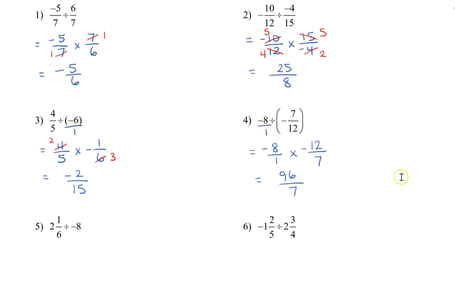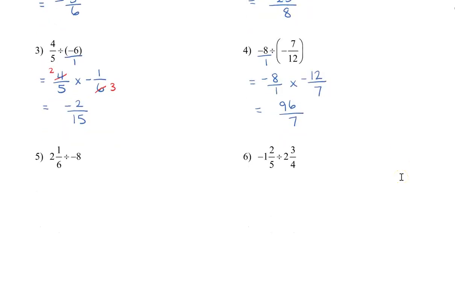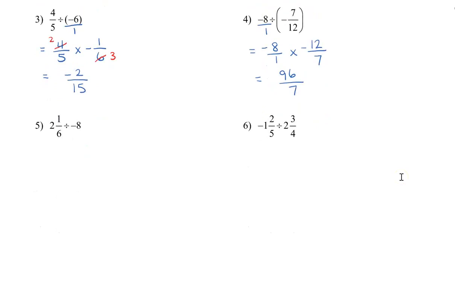All right, 2 more. In these last 2 here, we have some mixed numbers. So recall that when we multiplied mixed numbers, we had to change them to improper fraction. So the same has to be done when we're dividing mixed numbers. So we're going to go 6 times 2 plus 1. So it's going to be 13 over 6.